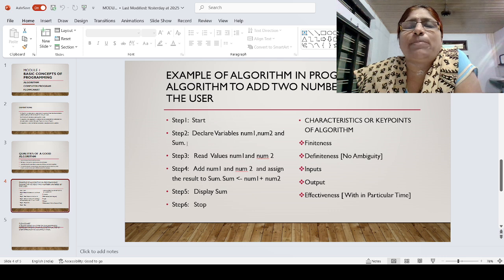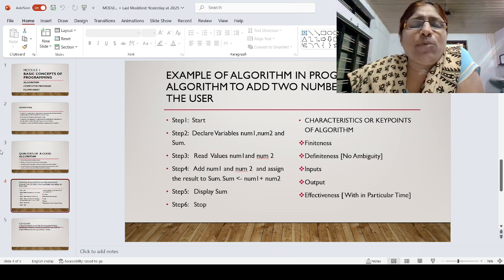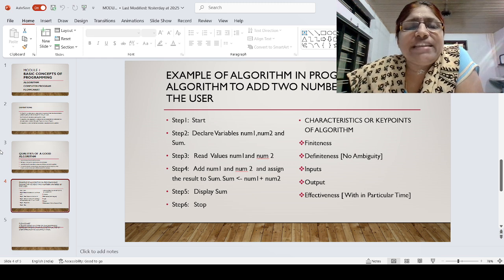Example of algorithm in programming. Let us have a look at an example: an algorithm to add two numbers entered by the user. In order to add two numbers, what algorithm is used? Let us check. We can write step 1, step 2, step 3, etc. Step 1, starting option. We have to give the start.